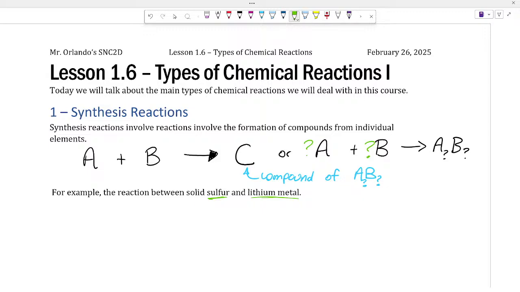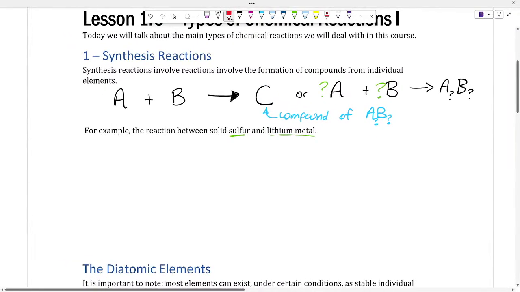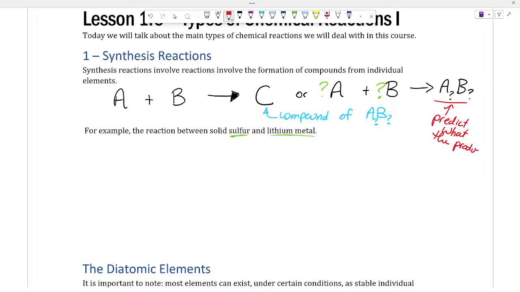Does that make sense? So when these things react, one thing we note is we need to predict what the product will be. And that's why we did that practice early on, looking at ionic compounds. And we're mostly going to stick with things that make ionic compounds. So, what is the symbol for lithium? Li, very good. And what is the symbol for sulfur?